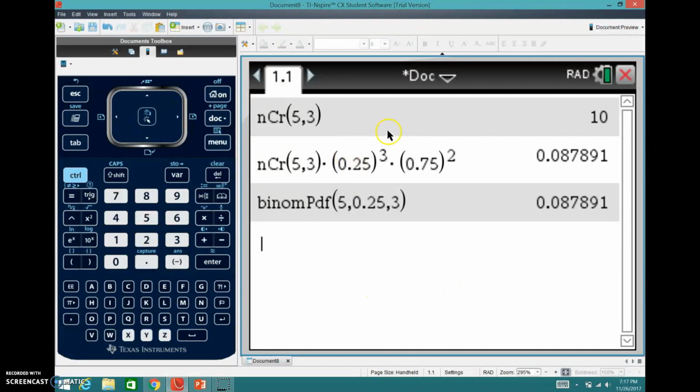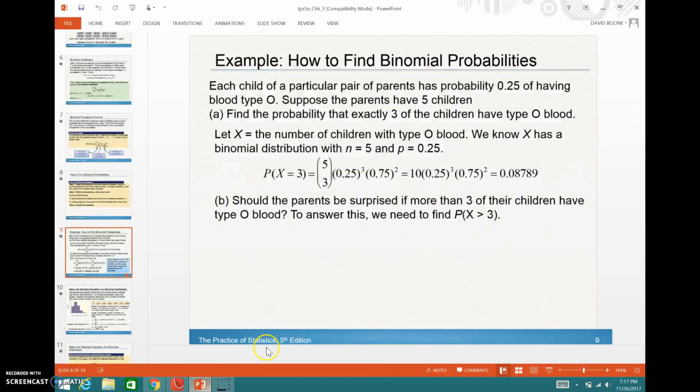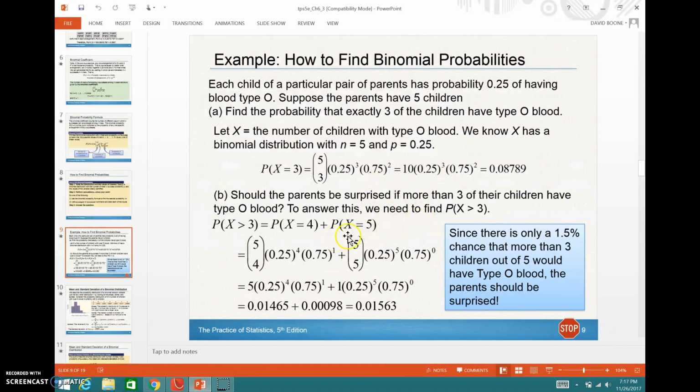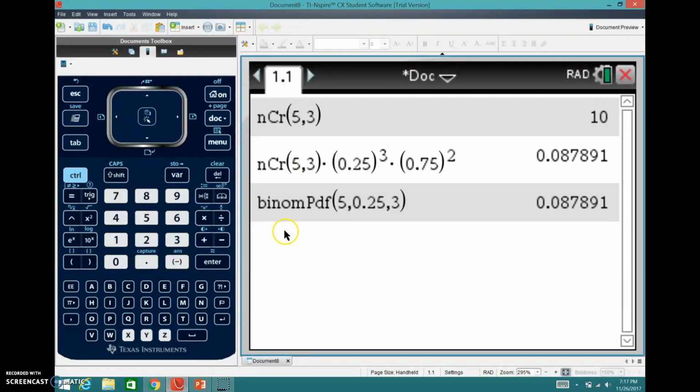So, a little explanation on how to use the calculator. If we go back to this problem, what we had to do was calculate all the ones that are greater than 3. In other words, let's be surprised if more than 3 children, so 4 children or 5 children, have type O blood. You had to do each of these individual calculations. What's neat with the calculator is we could do that relatively quickly. We could calculate each individual binomial PDF of 4 and 5 and add them together, but the calculator has a menu that can do that for us.